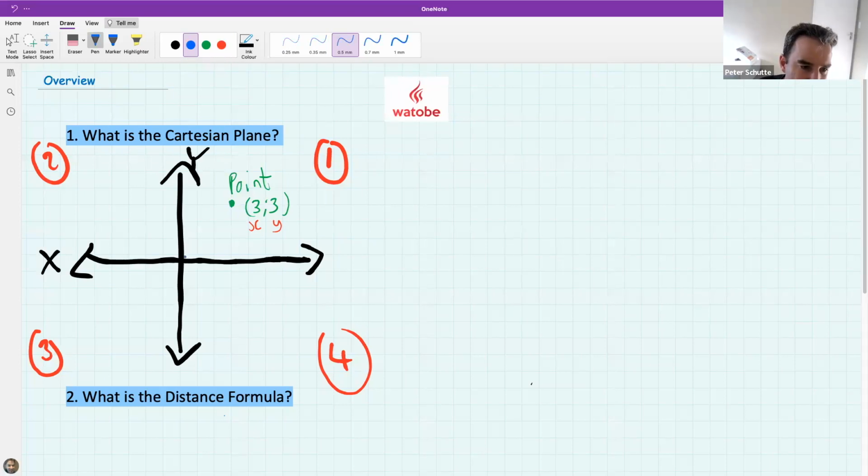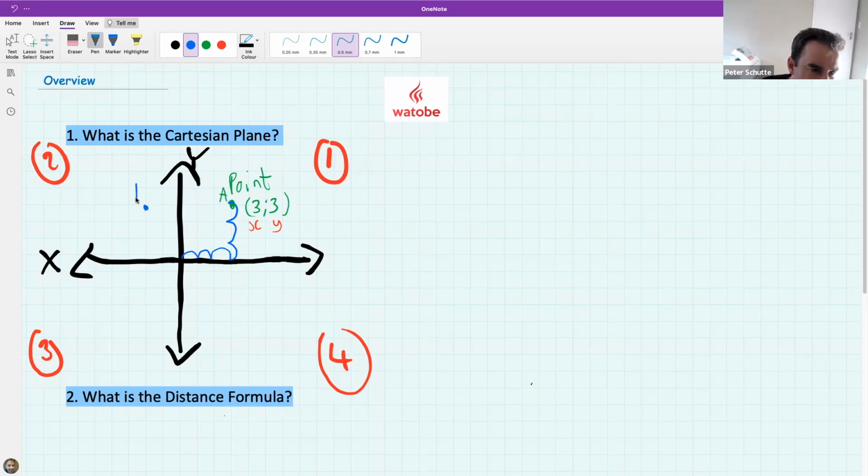And in this case, in fact, let me make it a bit bigger. We go 1, 2, 3 across and 1, 2, 3 up. And that's how we get to that point. And we say the point 3, 3 is in quadrant number 1. Now, if I had to give you a point over here, often we give the points letter names. So we'll call this point A.